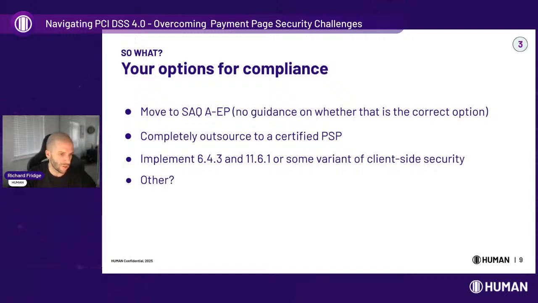So you could look to move to SAQ A-EP. There's no guidance currently on whether this is the correct option or even the intention of these requirements being removed. But as you'll be well aware, I'm sure most will want to avoid that option because it introduces a whole host of additional requirements, I think somewhere in the region of around 100 more requirements that you would need to implement come the point of your next audit, and come the point of these requirements being introduced.